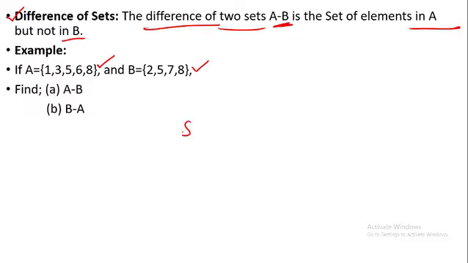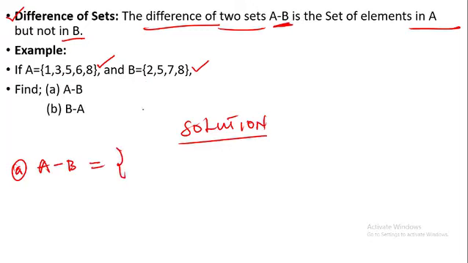Now, for instance, we are asked to find A minus B and B minus A, given A to be equal to the set of 1, 3, 5, 6, and 8, and B to be the set of 2, 5, 7, and 8. The difference of two sets means the numbers that are in A which are not in B. So let us start. 1 is in A, there is no 1 in B, so we write 1. There is 3 in A, there is no 3 in B, we write 3.